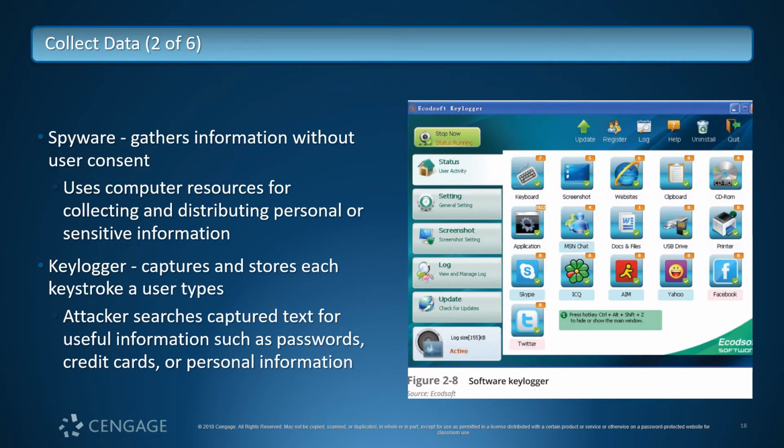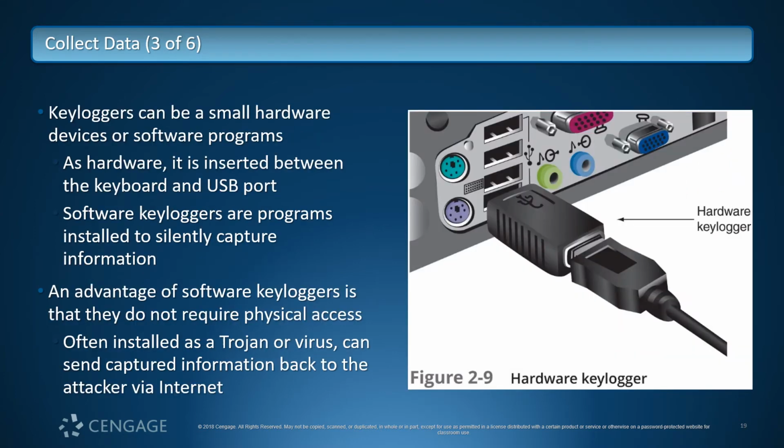Keyloggers are going to capture and store individual keystrokes. You can see here that this particular keylogger also includes a specific one for the keyboard as well as for working in applications. So this is not just going to be general keylog stuff, it's going to say what application it was attached to. You can also search for captured text for things like passwords, credit cards, and personal information to be able to identify potential intrusions. Keyloggers can be small hardware devices or software programs. As hardware, it's inserted between the keyboard and the USB port. Keyloggers in software form are programs that are designed to silently capture information.